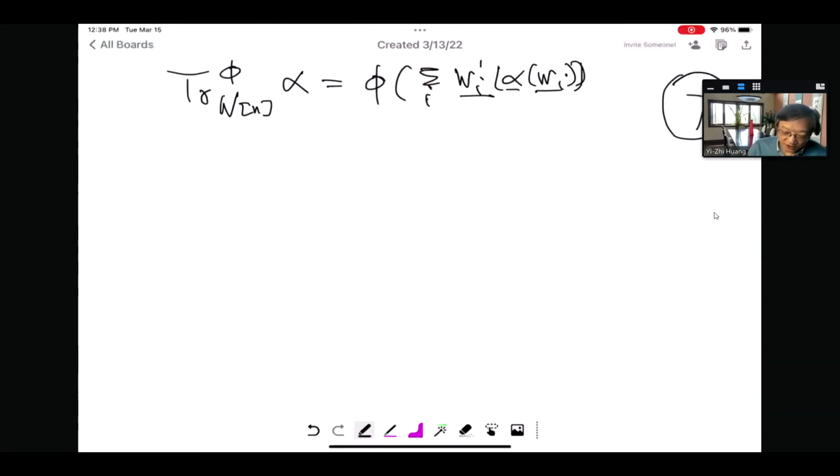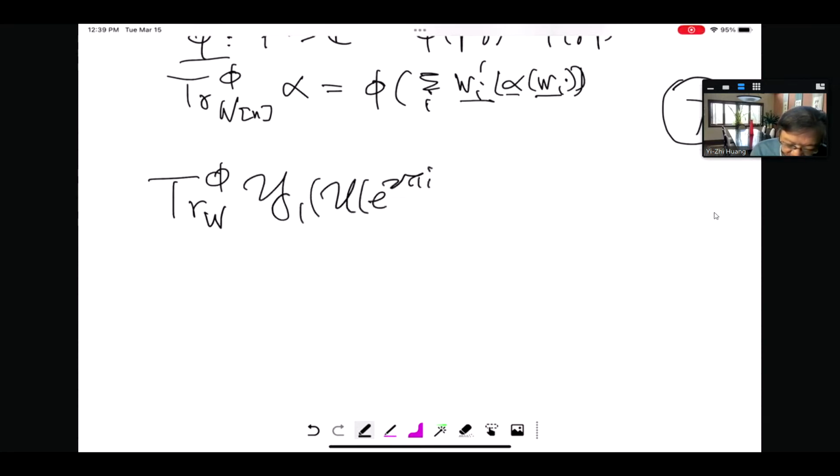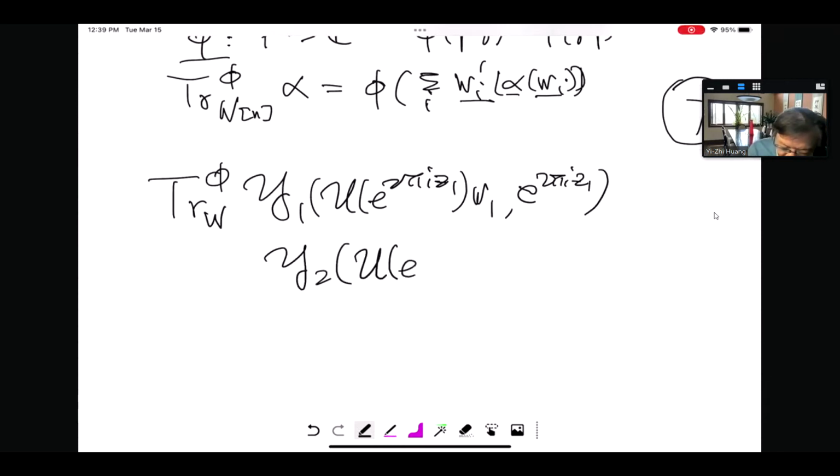So now, in general, instead of the trace above, we should consider this kind of pseudo trace. We first have to choose a finite dimensional associative algebra P, which commutes with the action of our vertex operator on the module W. And we also have to choose a symmetric linear function on this finite dimensional associative algebra P. And then we can take the pseudo trace of this Y1, this U e to pi I. So this part is the same.